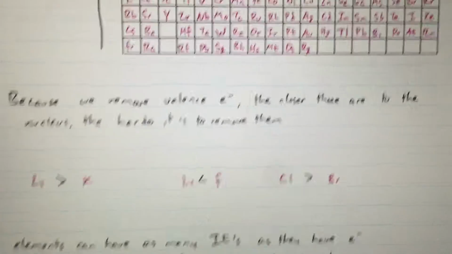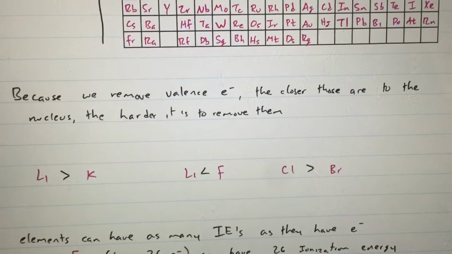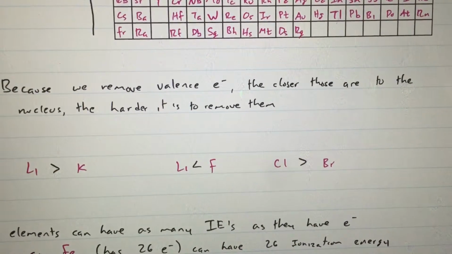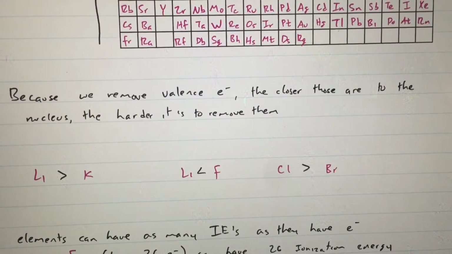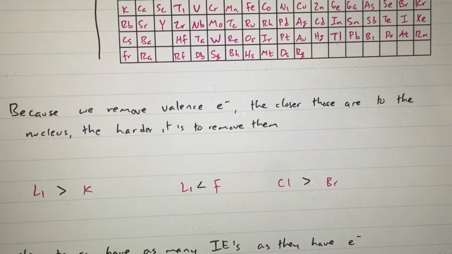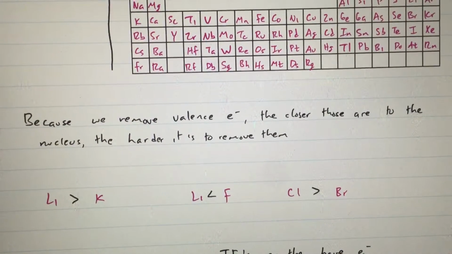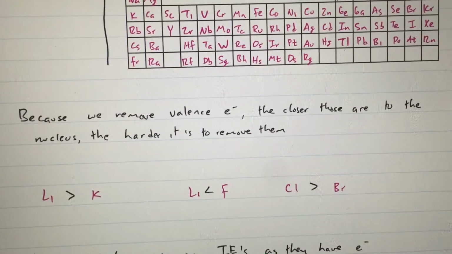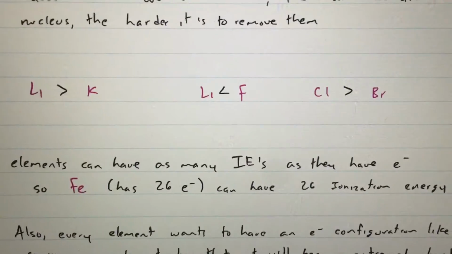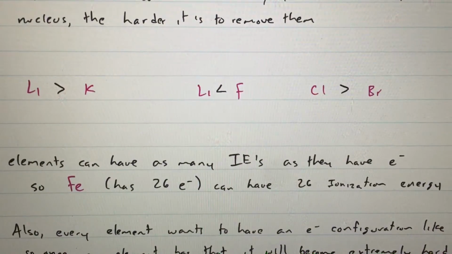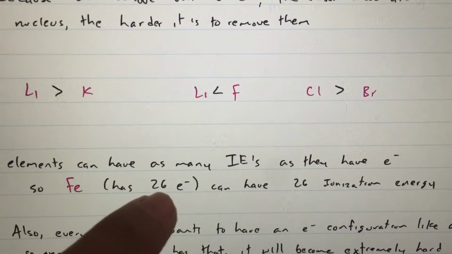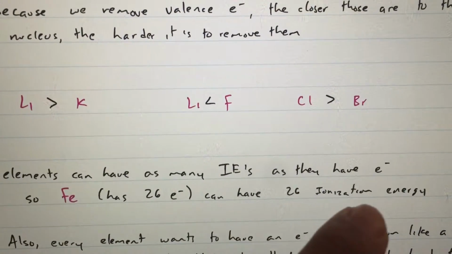Now, to explain this, we could say that because we are removing a valence electron, the closer those electrons are to the nucleus, the harder it is to remove them, right? Remember, there is more attraction between the electrons and the nucleus in a smaller element, and therefore it becomes harder to remove those electrons. Now, elements could have multiple ionization energies because they have multiple electrons. So for example, iron has 26 electrons, so it can have 26 ionization energies.